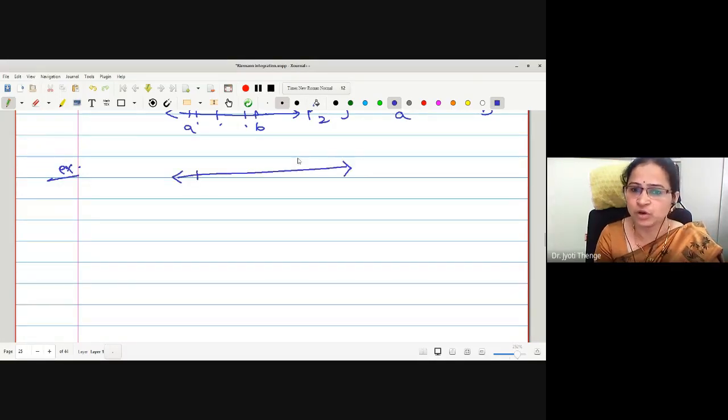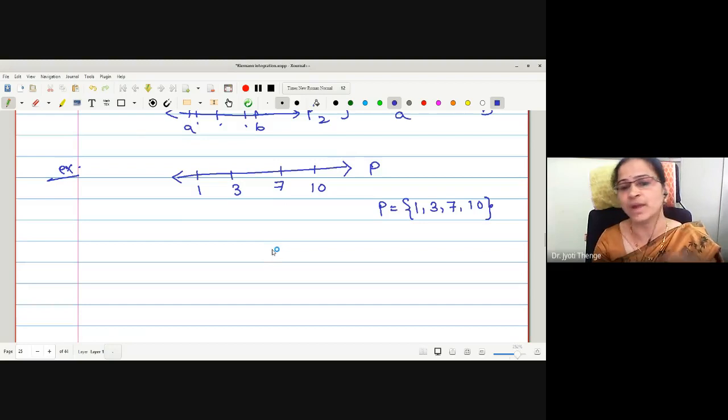Suppose we have a closed interval 1 to 10 in our hand. Now we want to define a partition of this. What kind of partition will I define? I will take only 2 points, say 3 and 7. Therefore, what is my partition P? It has 4 points: 1, 3, 7 and 10. Right. Now I want to make a refinement of the partition, I want the partition to be refined.